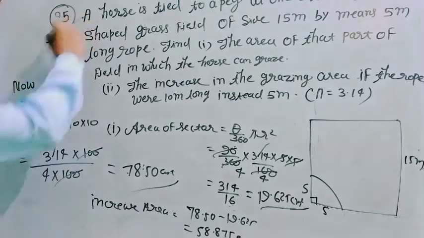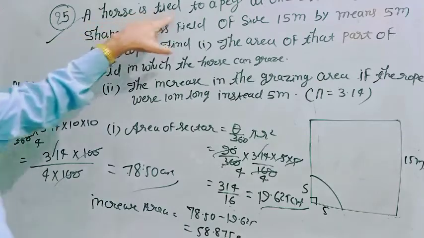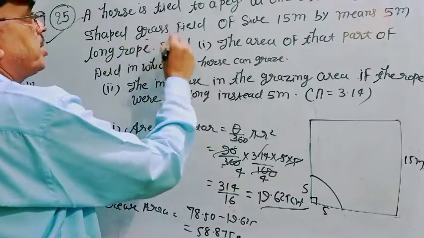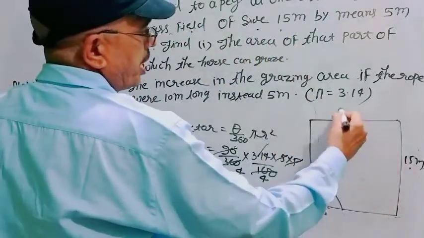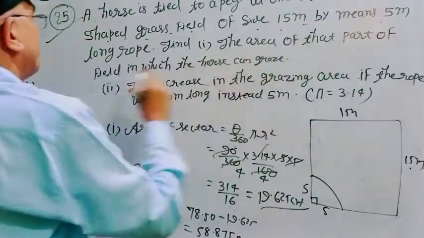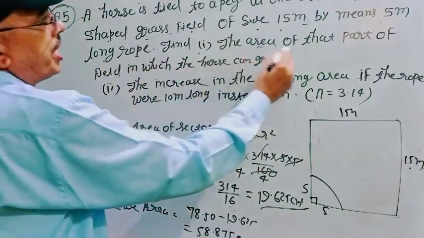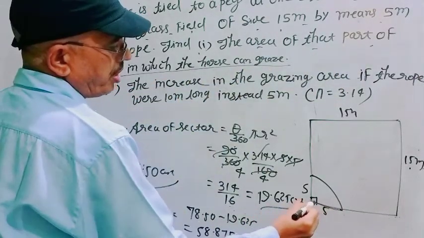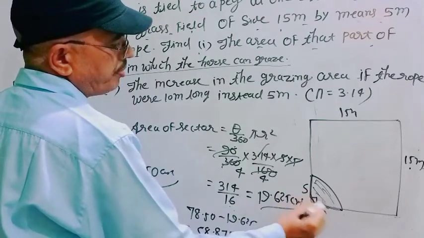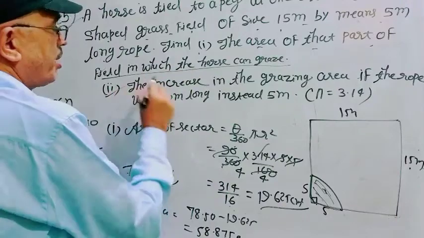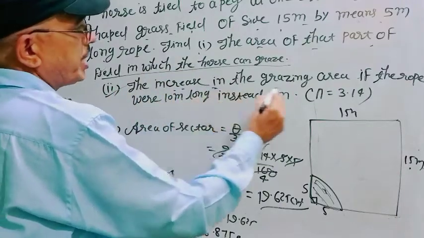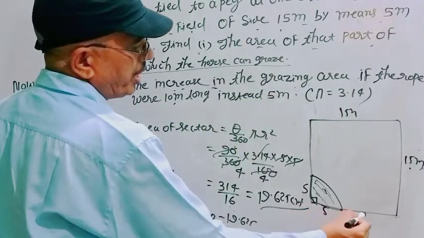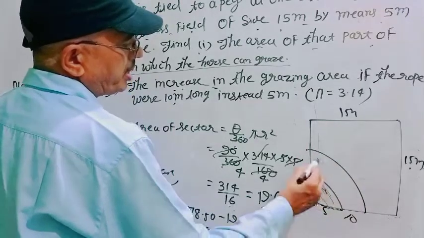Now see question number 25. A horse is tied to a peg at one corner of a square-shaped grass field of side 15 meter long. The side of the square is 15 meter long, and the rope is 5 meter long. Find the area of the part of the field in which the horse can graze. If the rope of the horse is 5 meter, then what is the area of this part? That is your first question. Now the second question: if the rope is increased to 10 meter, then what is the increase in area?